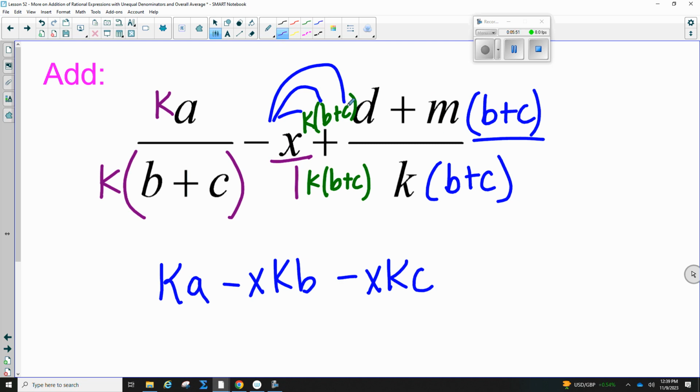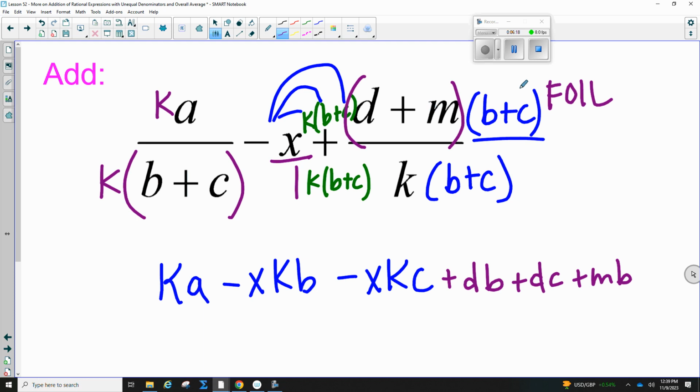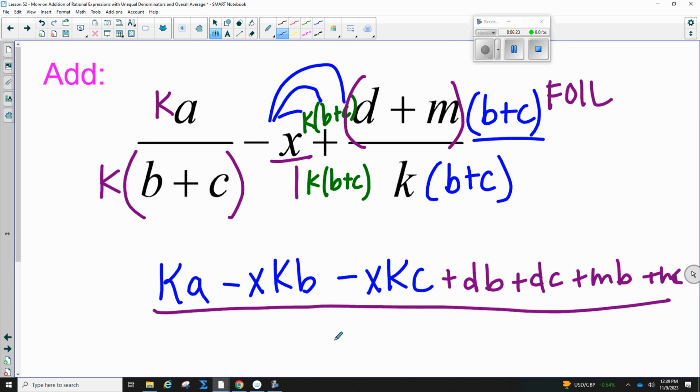And then this looks fun, okay? This is a binomial times binomial. That actually means FOIL. And now I might want to double check if the back of the book actually distributes this, but we're going to do it, all right? What's d times b, first times first? db. Okay, then we do the outside. What's d times c? dc. And then the inside, mb. And then the last, plus mc. All right, all over my common denominator, k times k plus, sorry, that's a c.